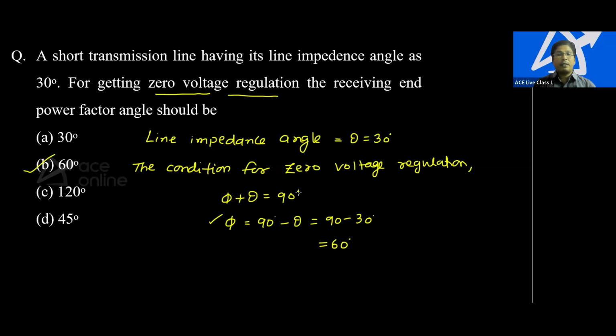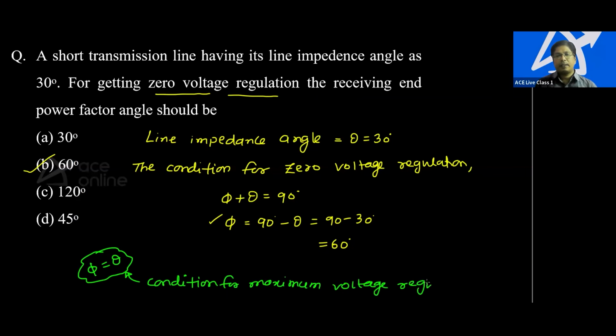What is the condition for maximum voltage regulation? Just recall here. Condition for maximum voltage regulation, the power factor angle is equivalent to the line impedance angle. Right. This is the condition for maximum voltage regulation. So we'll see one more question here. The next question.